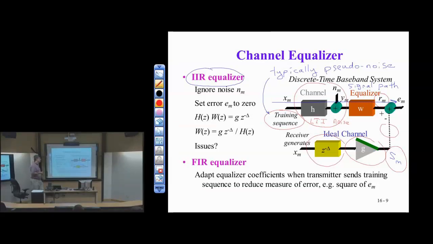So this equalizer runs at the sampling rate of the receiver, and we're going to update it at the rate of the sampling rate of the receiver. So we're going to update it every time a new sample is received. We're going to be updating the equalizer coefficients. That's on the next slide. That's homework problem 7.2, the adaptive equalizer.